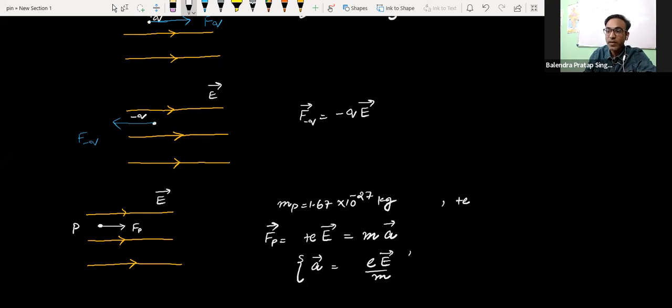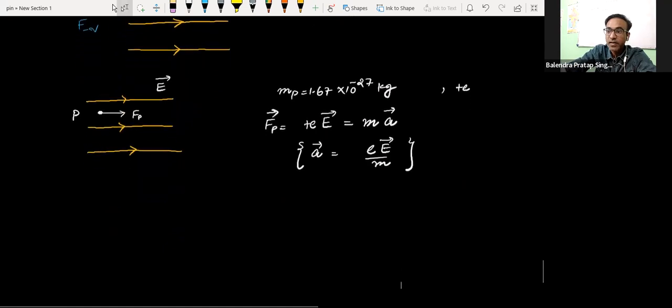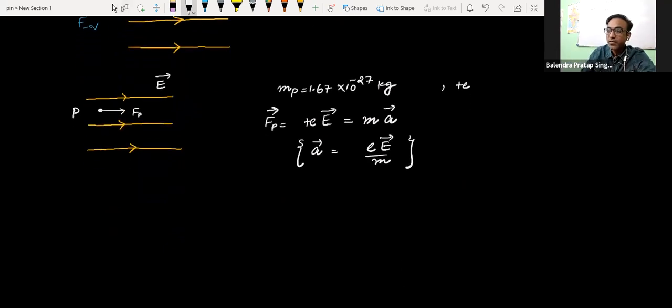We did a numerical over this concept. So when we put a charged particle that has some mass in an electric field, you can find the acceleration produced by the force experienced by the particle due to the external electric field. The same applies if we put an electron in an electric field.